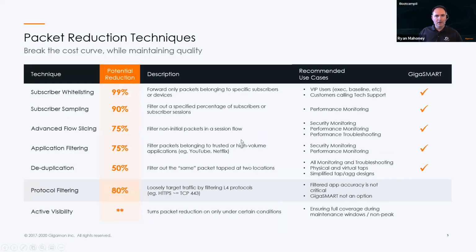Okay, so then what are packet reduction techniques? Well, we talked about why we want to reduce packets to probes, and it's really to control costs and extend the life of tools. So the majority of this presentation is really about what are some of those different packet reduction techniques? How can we do it to maintain quality?